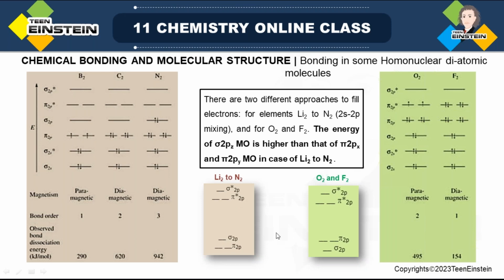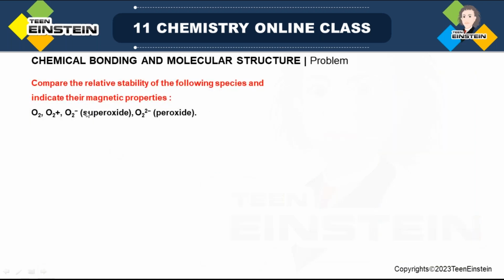Hello everyone. Last day we ended at this slide. So today there will be problems regarding molecular orbital theory. So the first problem regarding molecular orbital theory. The question is asking, compare the relative stability of the following species.